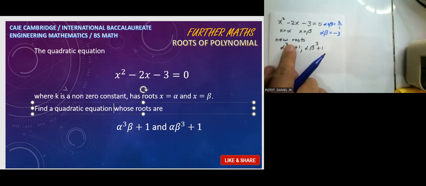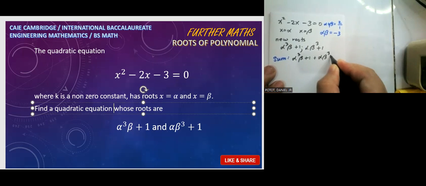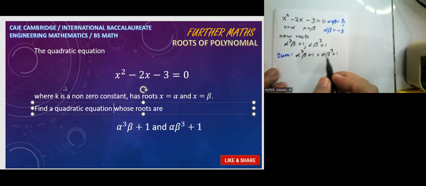So we have the new roots. That's what I told you. You take the new sum of the roots, which will be alpha cubed beta plus 1 plus alpha beta cubed plus 1. Precisely. And then what you need to do is simplify this. As you can see, you have alpha cubed beta plus alpha beta cubed plus 2.